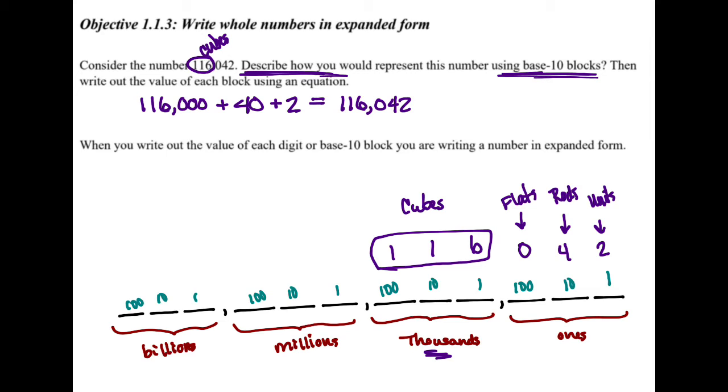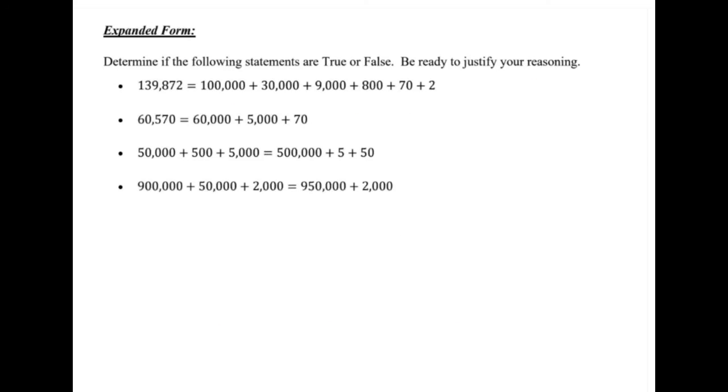Okay, now when you write out the value of each digit or base 10 block, you're writing a number in expanded form. And we talked about that, right? So on this part, you need to determine if their expanded form is right. Okay, and this can get a little confusing, so let's only look at one of these at a time. When you see all of those numbers and zeros, they tend to move around a little bit sometimes, don't they?